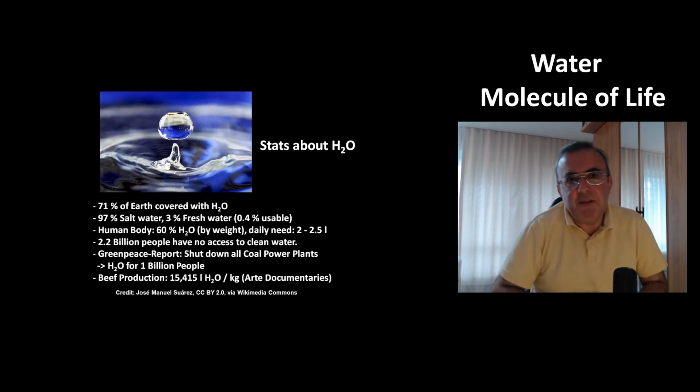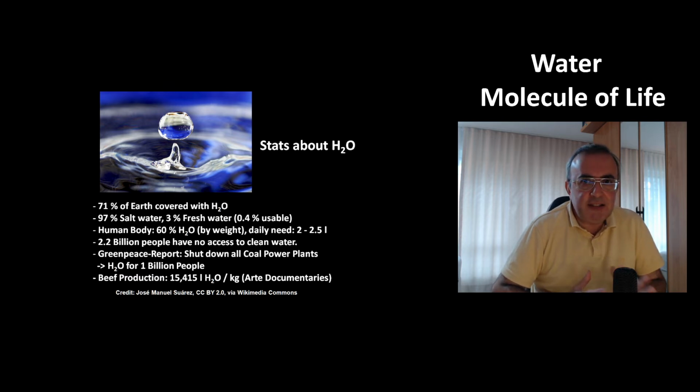Here are some stats about H2O. 71% of Earth is covered with H2O. Most of it, 97%, is salt water, and only 3% is freshwater. However, most of the freshwater is also not available because it is trapped in the polar caps or in the glaciers, and the rest is in groundwater and rivers. And in the end, only 0.4% of the water is really usable.